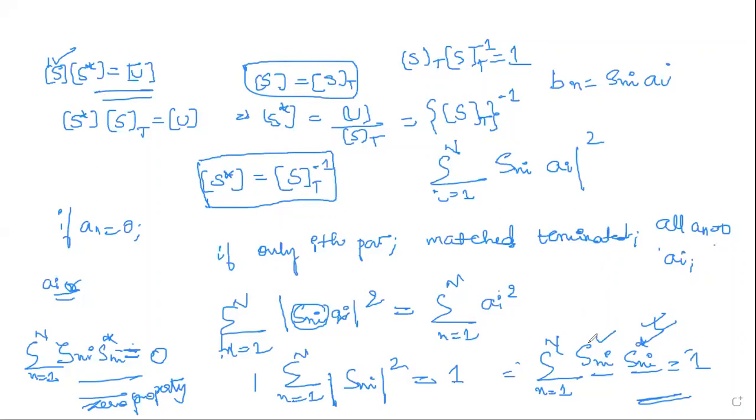If you write it in terms of the summation where you consider i and j, then both the values of the product with its complex conjugate will be equal to 1 when n is equal to i. This condition matters. If n is not equal to i, this condition goes to 0, which is nothing but the zero property. So in both cases, if n is equal to i, it becomes the unitary property.